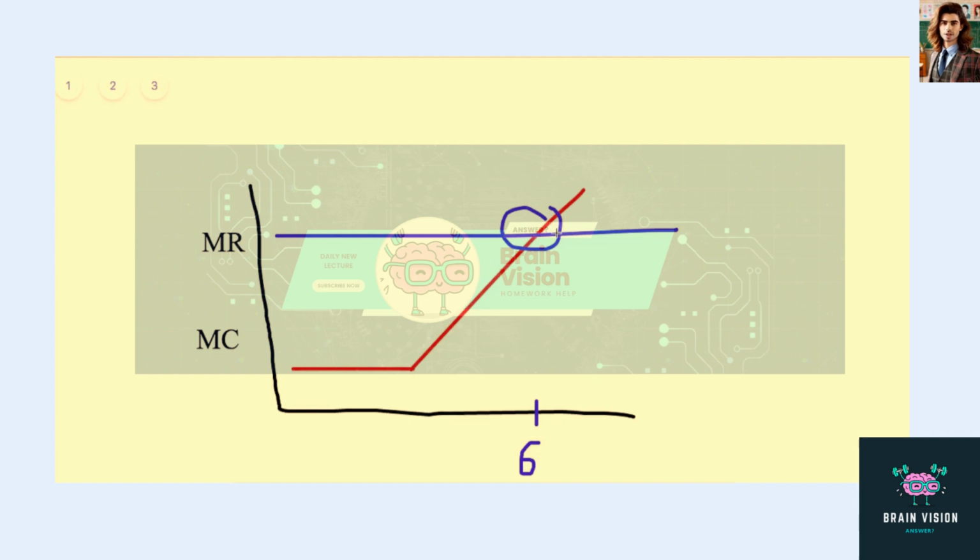And then also, can we tell if this industry is in long run equilibrium? Well, we actually can't tell because we have no information on long term entry and exit. So we do not know the answer to that question.